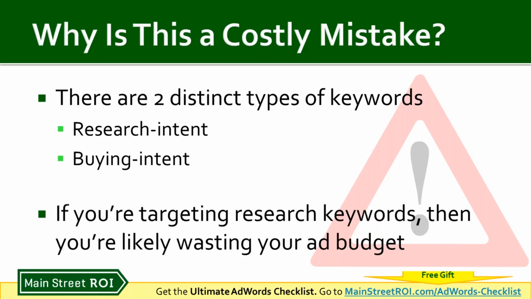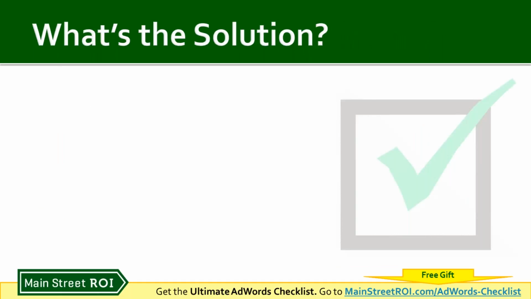And if you start your campaign targeting a lot of research keywords, then you're likely wasting a lot of your ad budget. Especially early on, you want to give your campaign the best shot for success, then you want to isolate those buying intent keywords and target those first. And then once you're ready to expand, you have a campaign working and you want to start testing new keywords, it may make sense to then start expanding to research intent keywords with different ads and different landing pages.